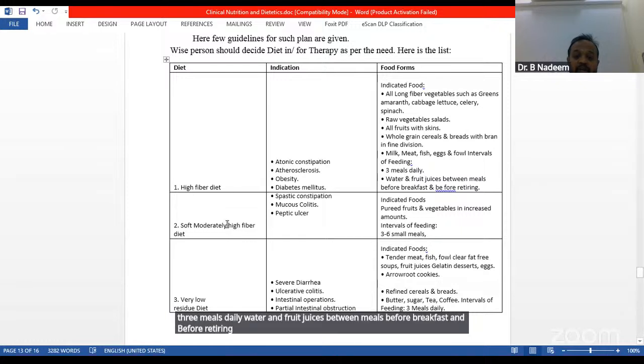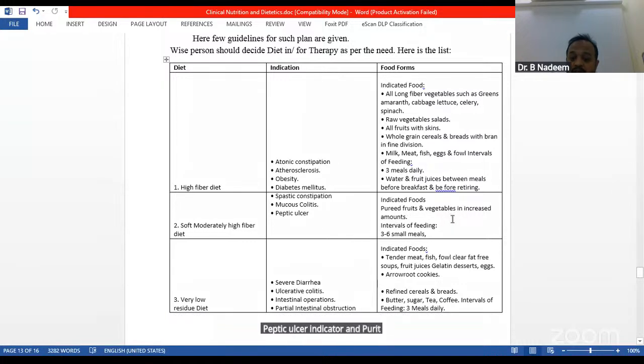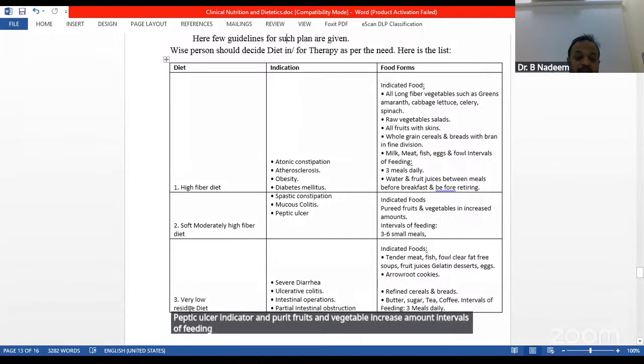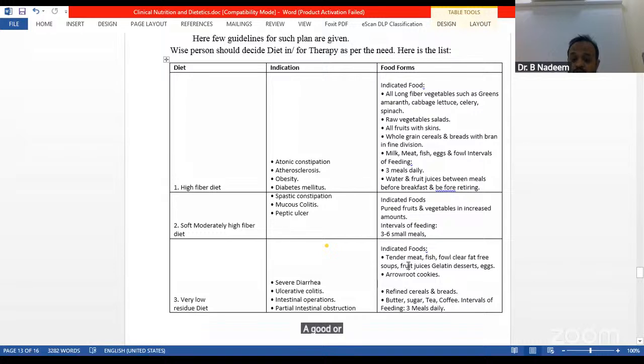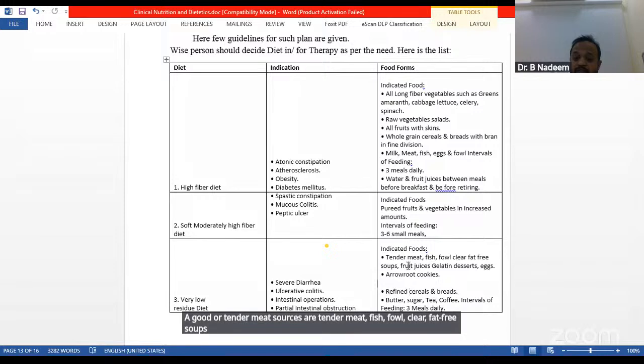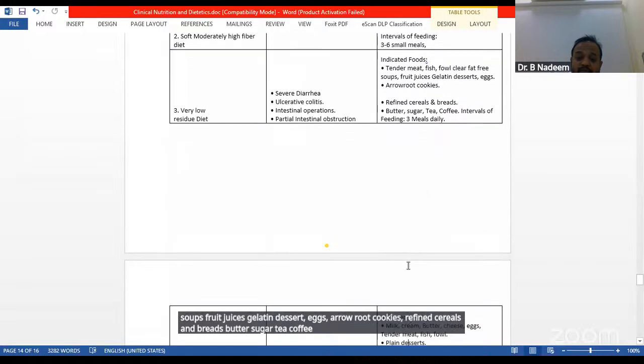Then again, soft, moderate high fiber diet, which is good for spastic constipation, mucus colitis, and peptic ulcer. Pureed fruits and vegetables increased in amount. Intervals of feeding are 3 to 6 small meals. Very low residue diet, which is good for diarrhea, ulcerative colitis, intestinal operations, and partial intestinal obstruction. Sources are tender meat, fish, fowl, clear fat-free soups, fruit juices, gelatin, dessert, eggs, arrowroot cookies, refined cereals and breads, butter, sugar, tea, coffee. Intervals of feeding: 3 meals per day only.